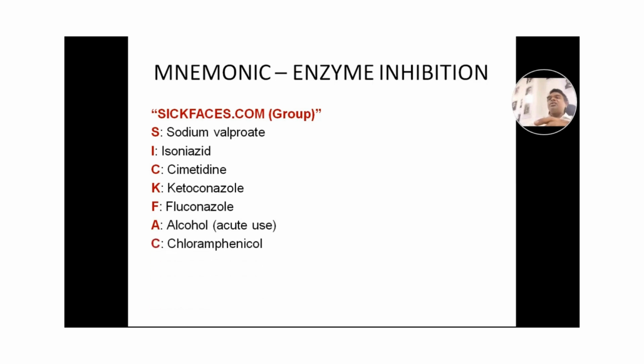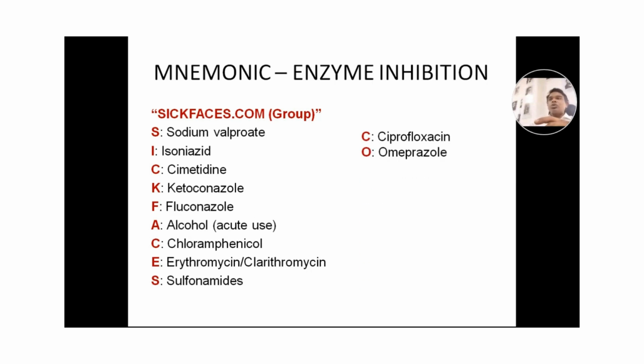And C for chloramphenicol, which is a broad spectrum antibiotic and causes enzyme inhibition, and E for erythromycin and clarithromycin, which are also antibiotic drugs. Then S for sulfonamides, which are also antibiotics that cause enzyme inhibition. Coming to the .com, C for ciprofloxacin, O for omeprazole, and M for metronidazole. And G for grape juice. Grape juice also causes enzyme inhibition.